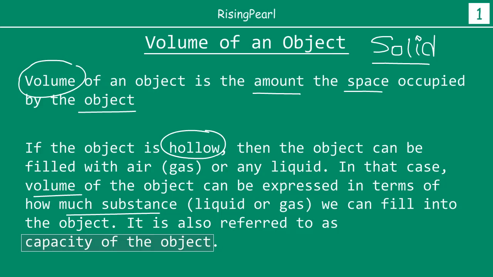So think this way: if you have a soccer ball and you want to pump air into the ball, right? So the soccer ball by itself is empty inside. So if you want to find out the volume of the soccer ball, you can measure that as how much amount of air that I can put into the soccer ball. So the soccer ball volume will be equal to the amount of air that we can put into it, right?